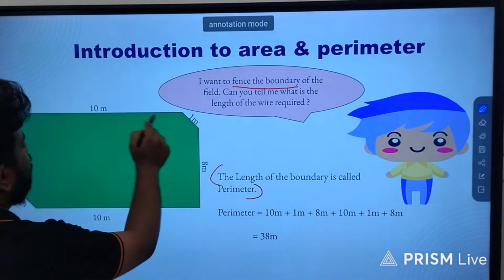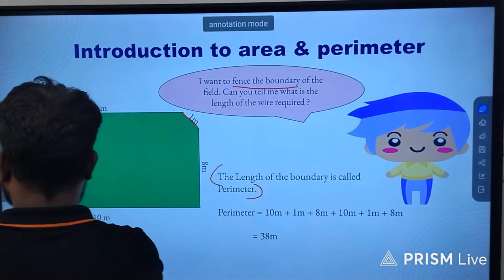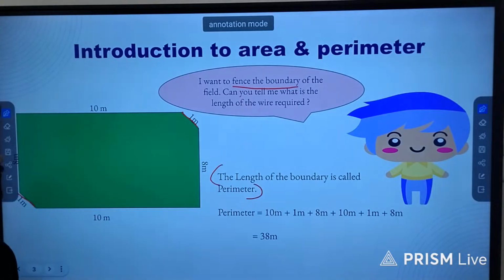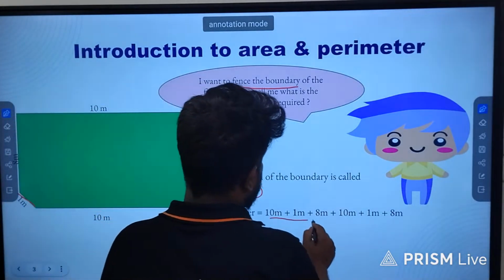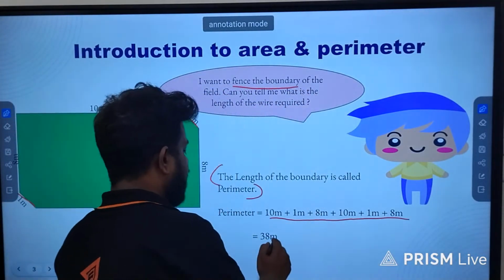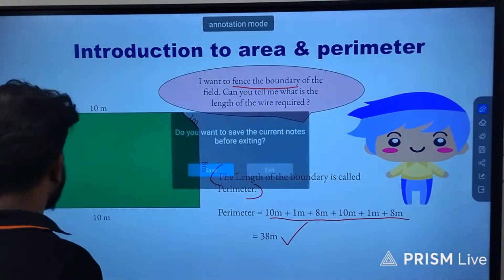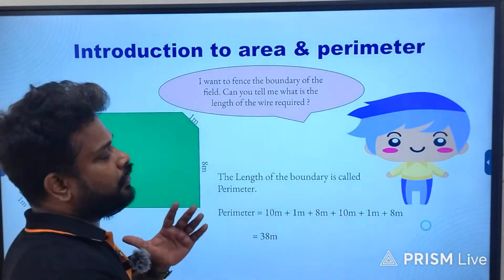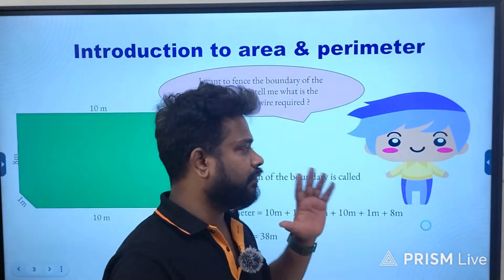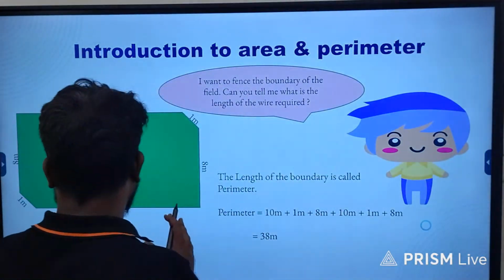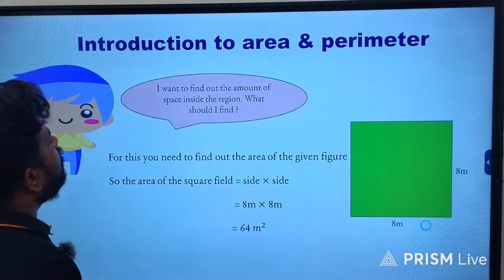So if all the curved corners are 1 meter each, and the sides are 10 meter, 8 meter, 10 meter and 8 meter, the total perimeter will be 10 plus 1 plus 8 plus 10 plus 1 plus 8, and 38 will be the total perimeter here. So this one was very easy, but not every time will we add up the sides to get the perimeter. It also has some formulas, which we are going to discuss in upcoming slides.